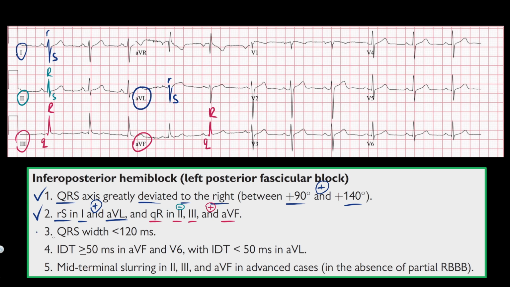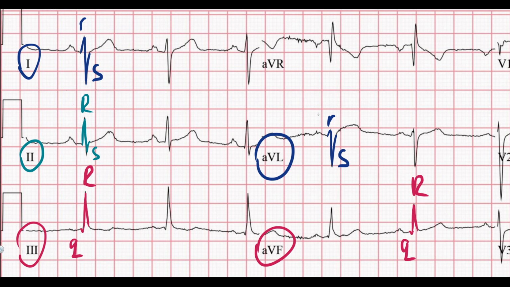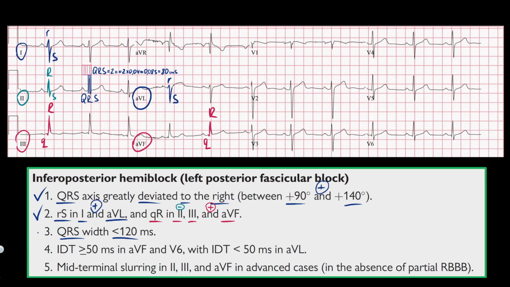As a next step, let's check the width of the QRS complex in the second standard lead. In the case of 25 mm per second paper speed, two small boxes are equal to 80 milliseconds, which is less than 120 milliseconds, so the third criterion is present.